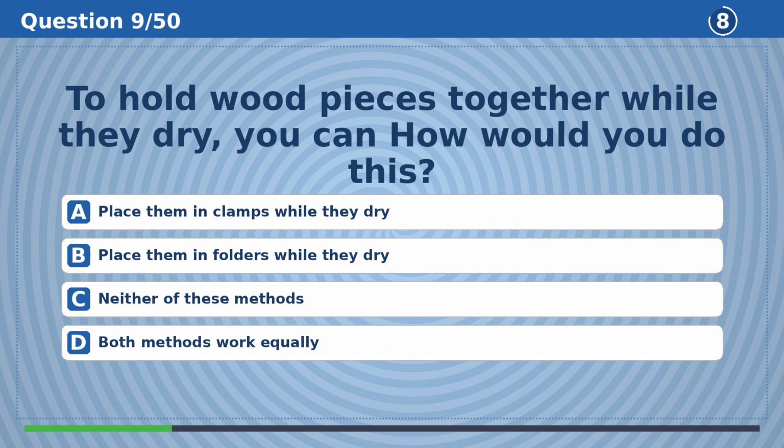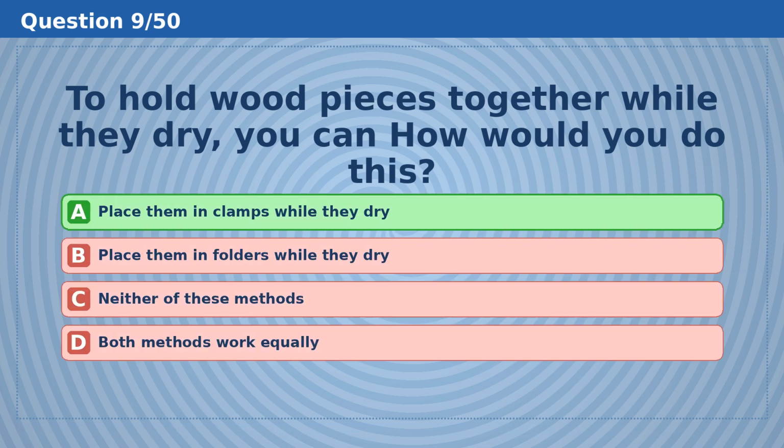To hold wood pieces together while they dry, how would you do this? The answer is A, place them in clamps while they dry.